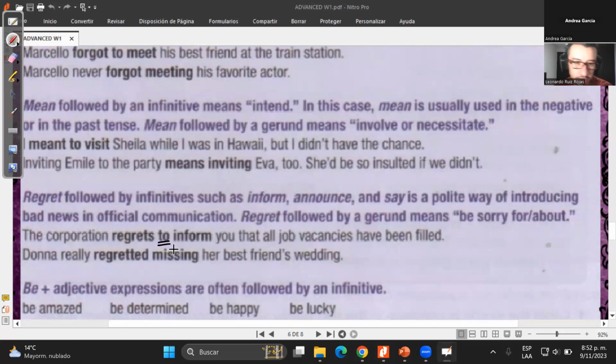The president, the mayor, the boss of the company. When they're going to include bad news, they say, I am sorry, I regret to inform you that the company will be closed from the first part of the year, for example. So I regret to inform, I regret to announce, I regret to say. It's bad. I am sorry, but I have to say that. So that's the way in which they do it, especially in official communications, right?